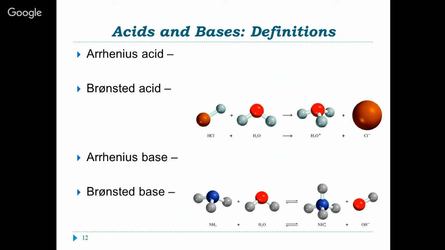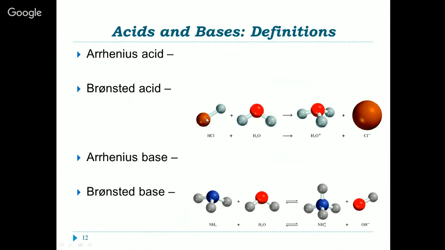A Bronsted acid is a compound that when it is in solution will donate a proton. So it's going to donate a proton. It is a proton donor. And the thing about Arrhenius acids and bases is that they have to be in water. So Bronsted acid, once again, is a proton donor. And sometimes these definitions will be the same for a particular compound.